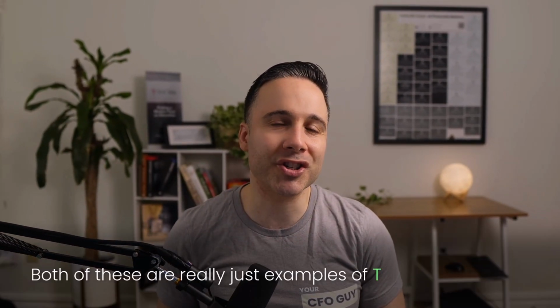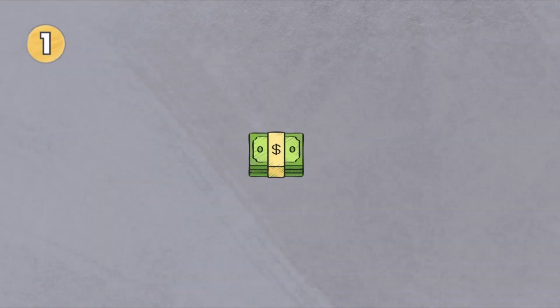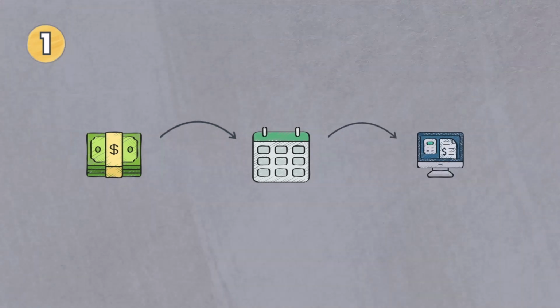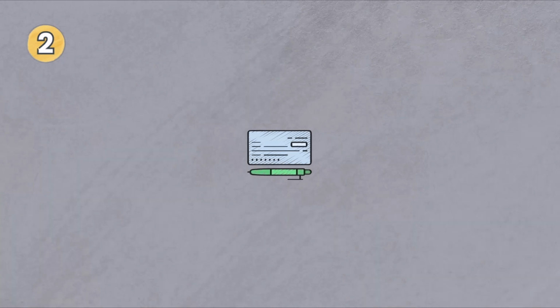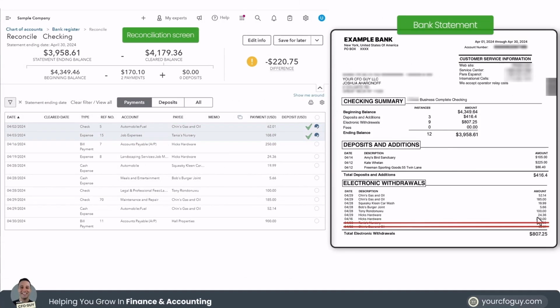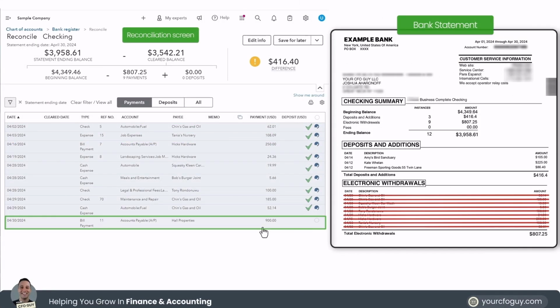Both of these are really just examples of timing differences. In the first case, the transaction took place, but it was really just a day or two off from when it hit the bank and when it fed through into the accounting software. In the second example, the transaction took place, the check was issued, but it didn't get cashed yet. Well, I want my accounting software to show my bank balance as if the check got cashed because I don't want to forget about it. So with both of these exceptions, you just want to keep an eye in the following months to see what happens. If you still don't see that these transactions posted on your bank statement, you may want to investigate and see if they really should be removed.